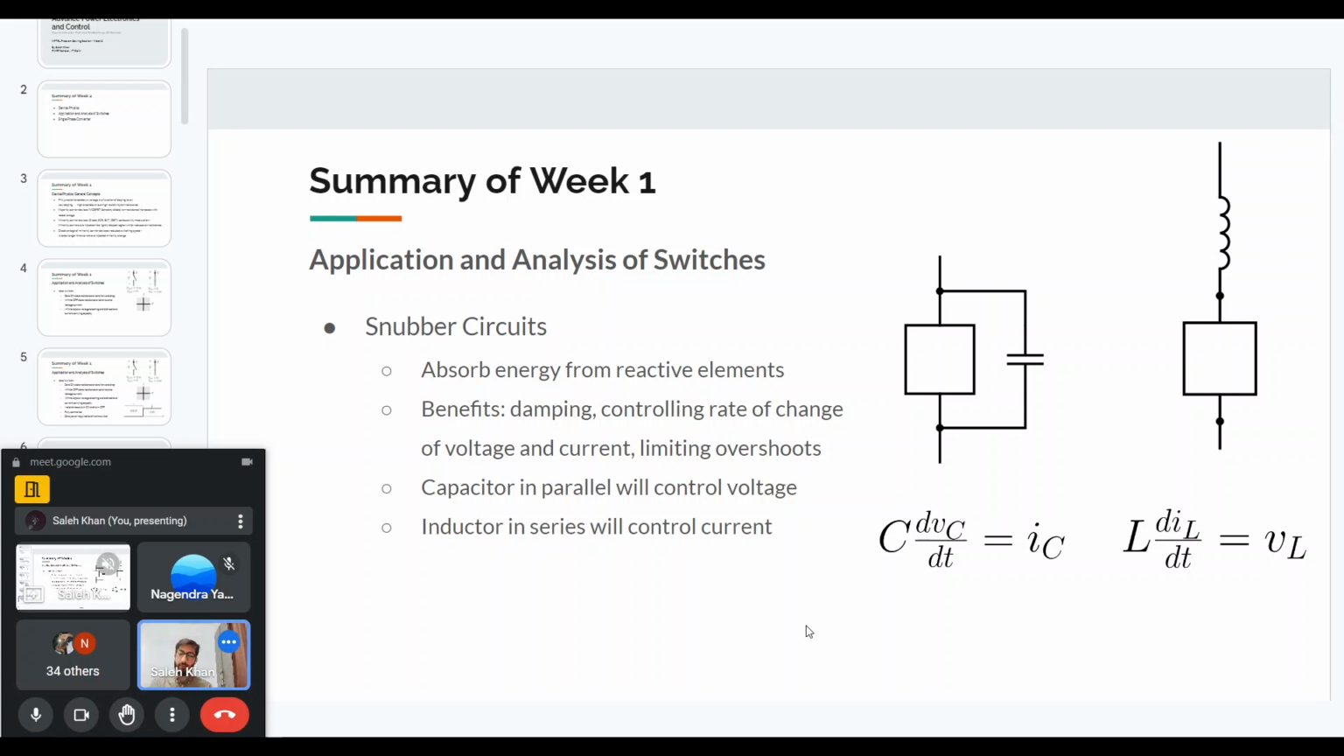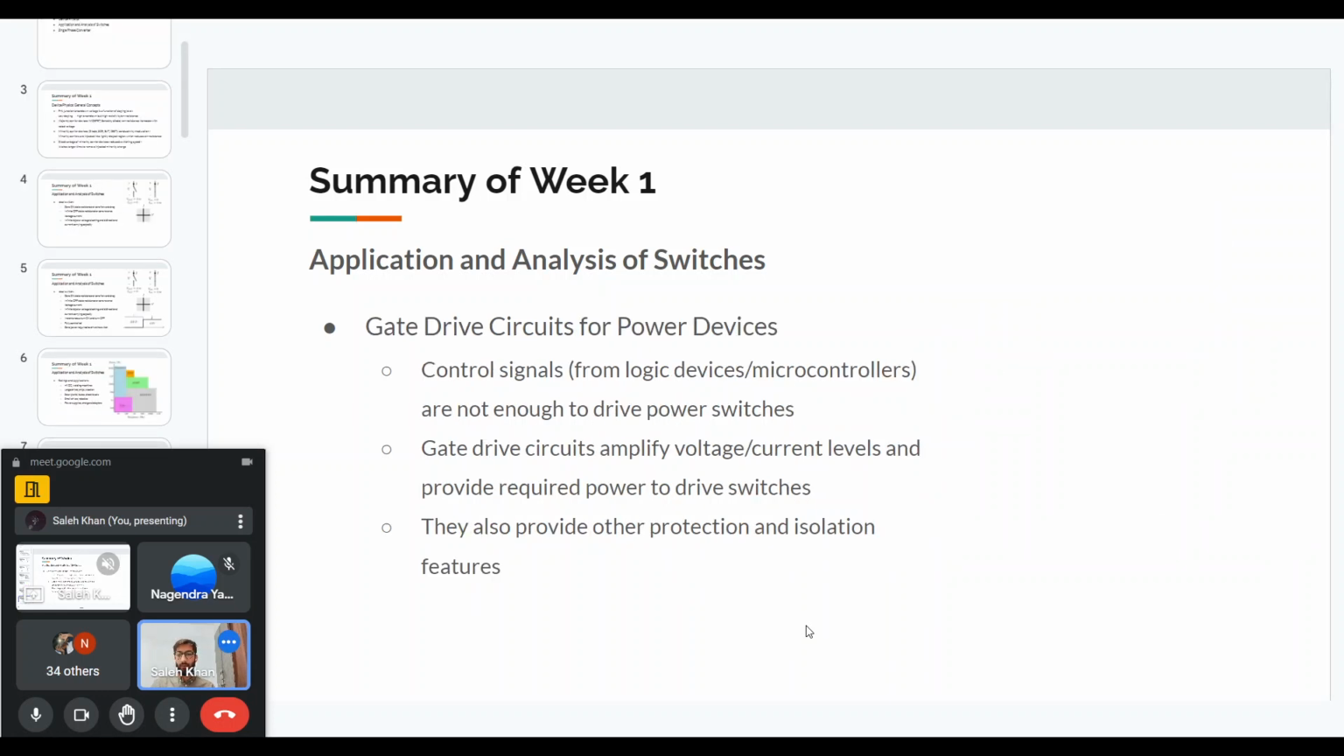And we can have different snubber circuits for different voltages, different devices, but I will not go into those details in this summary. So now I'll talk about gate drive circuits.